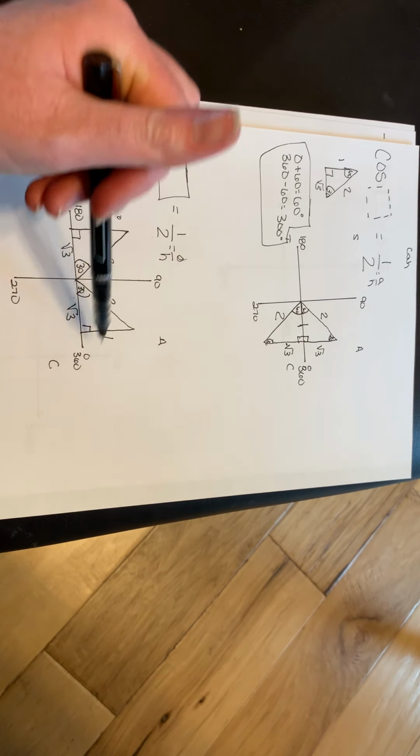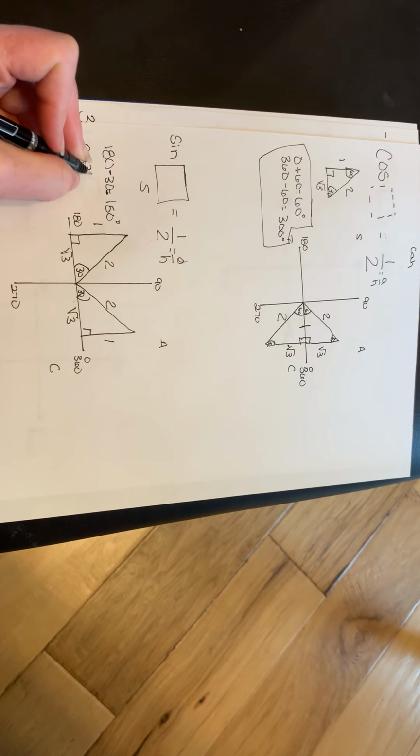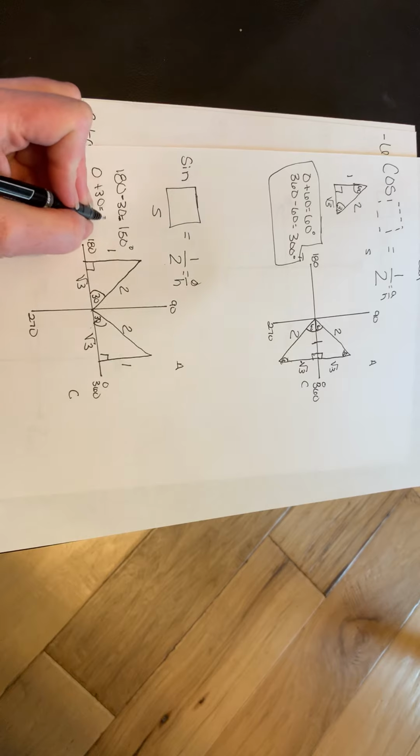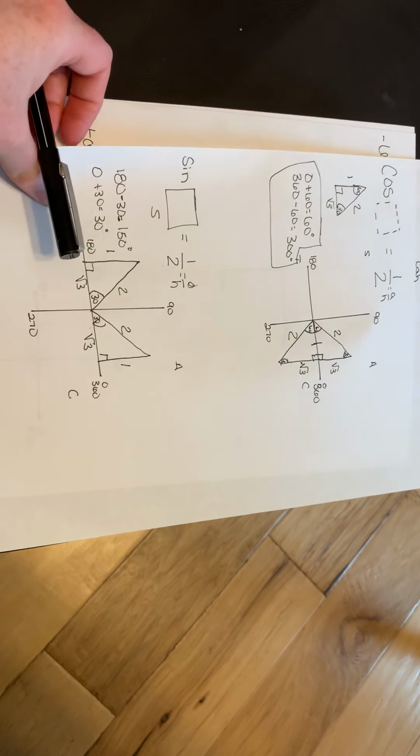And then over here is positive, between 0 and 90 degrees. So I need to add to 0 30 degrees. So 0 plus 30 equals 30 degrees. And those would be my 2 answers.